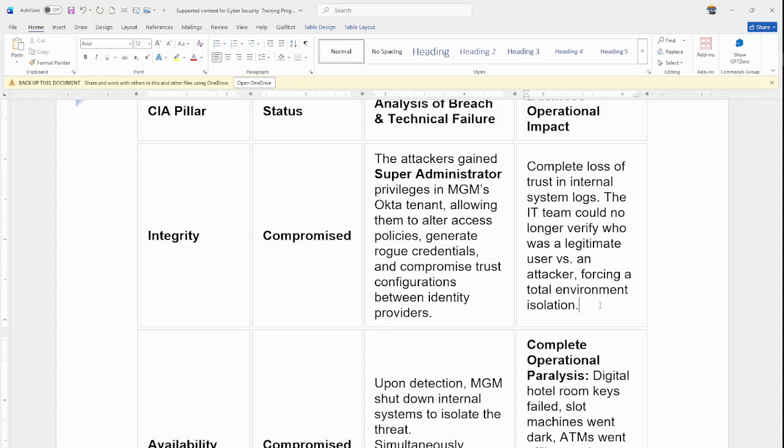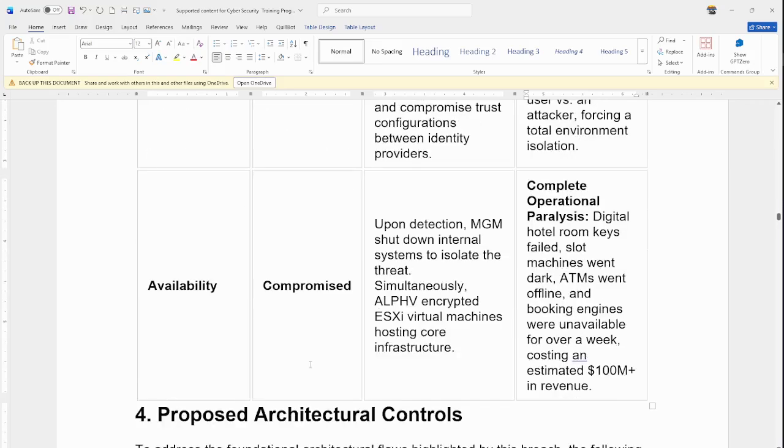Now availability. So once it got detected, they got to know that their systems are compromised. They shut down their entire MGM internal systems, their hotel systems, all of that. And they encrypted their host core operating system, core infrastructure. Once they did this, the complete operation failed: hotel room keys, everything. Slot machines, booking engines, everything failed.